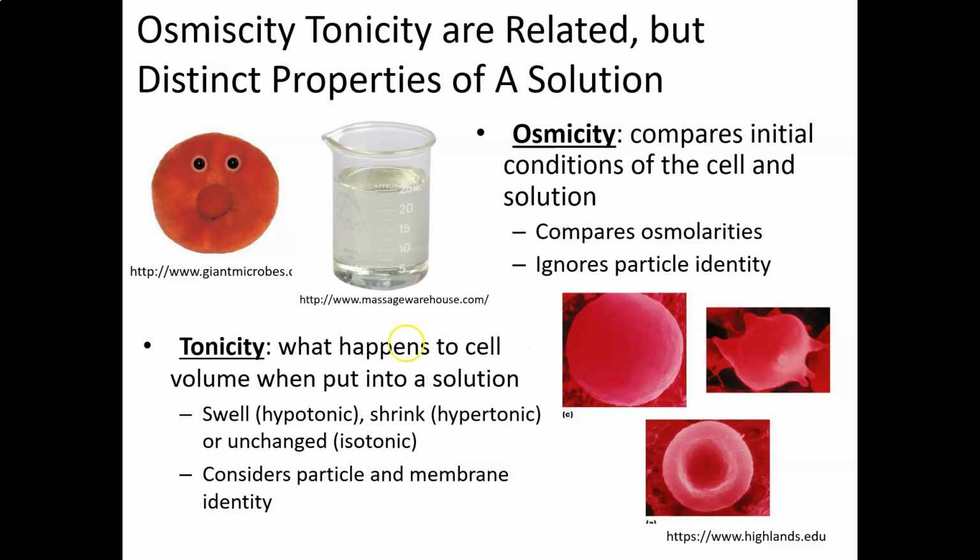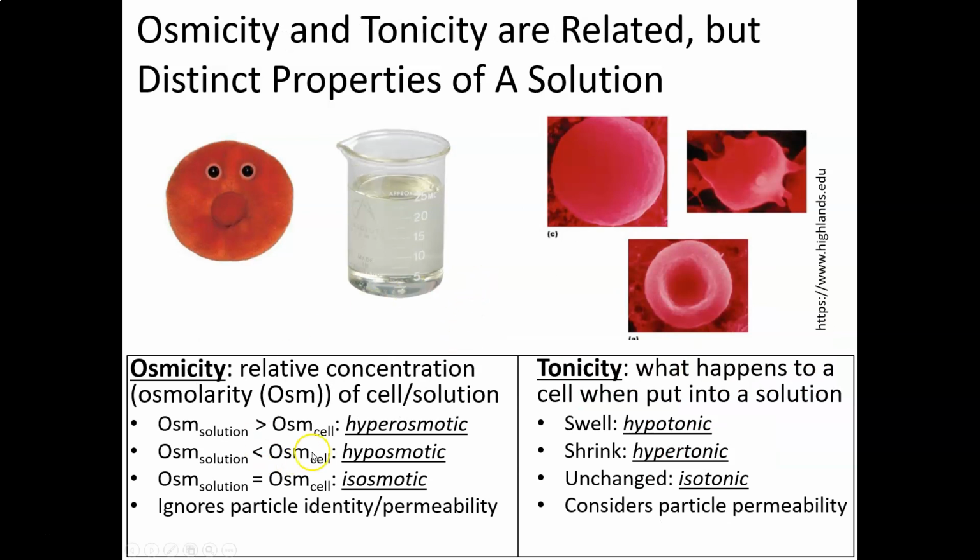Sometimes we don't want to look at just tonicity, but we want to look at what's called osmicity, or sometimes known as osmosicity. Now, osmicity looks at the initial conditions of the solution in the cell, while tonicity looks at what happens to cell volume when you put it into a solution. And osmicity is so easy, people mess it up.